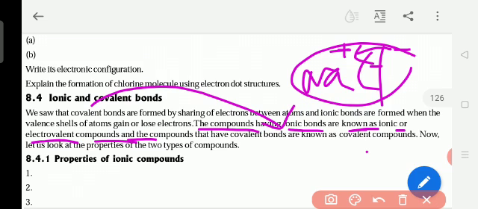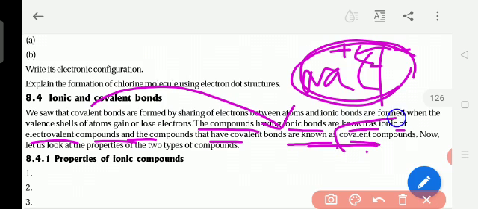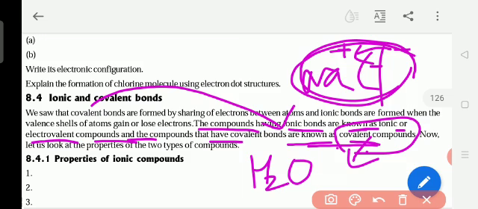And the compounds that have covalent bonds are known as covalent compounds. So if it has the gaining and losing of electrons, it has the ionic bond. If they are sharing the electrons, they have a covalent bond and they are called covalent compounds. Covalent compound examples are what? H2O. By looking at this we can say hydrogen is non-metal, oxygen is non-metal. So a covalent bond is formed between two non-metals.